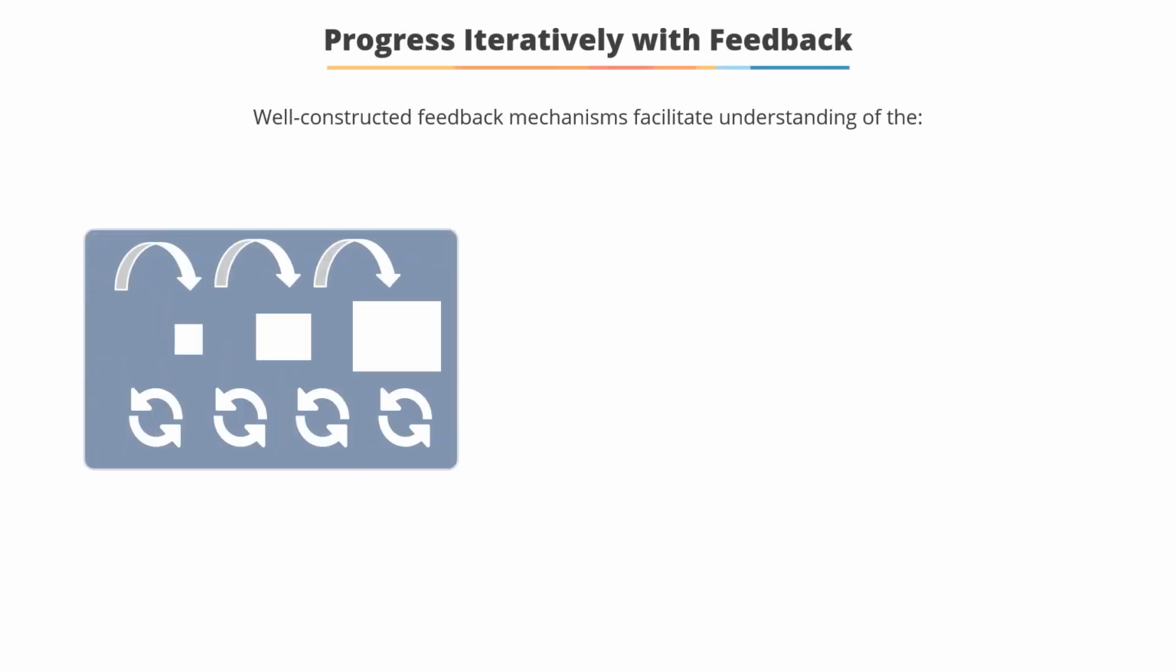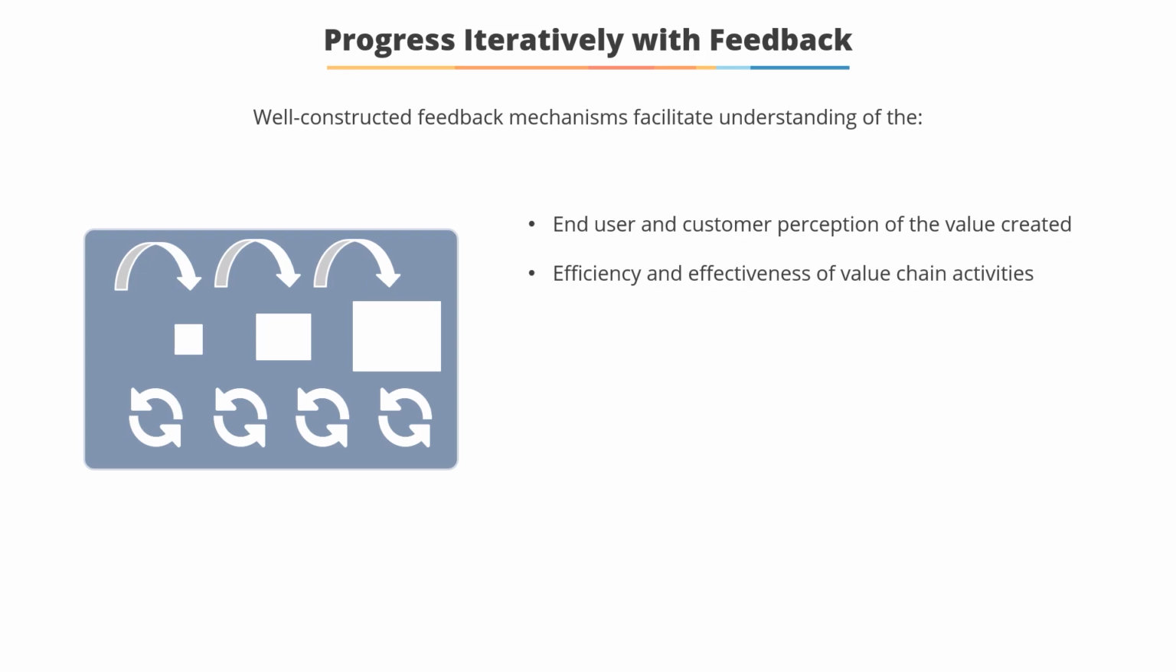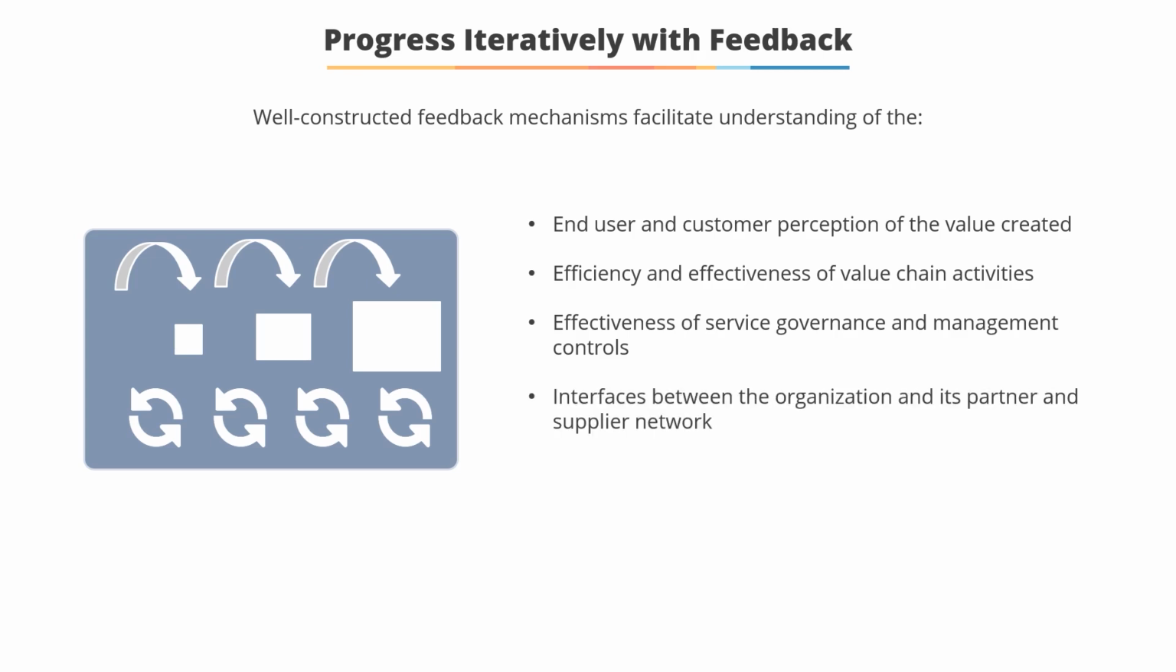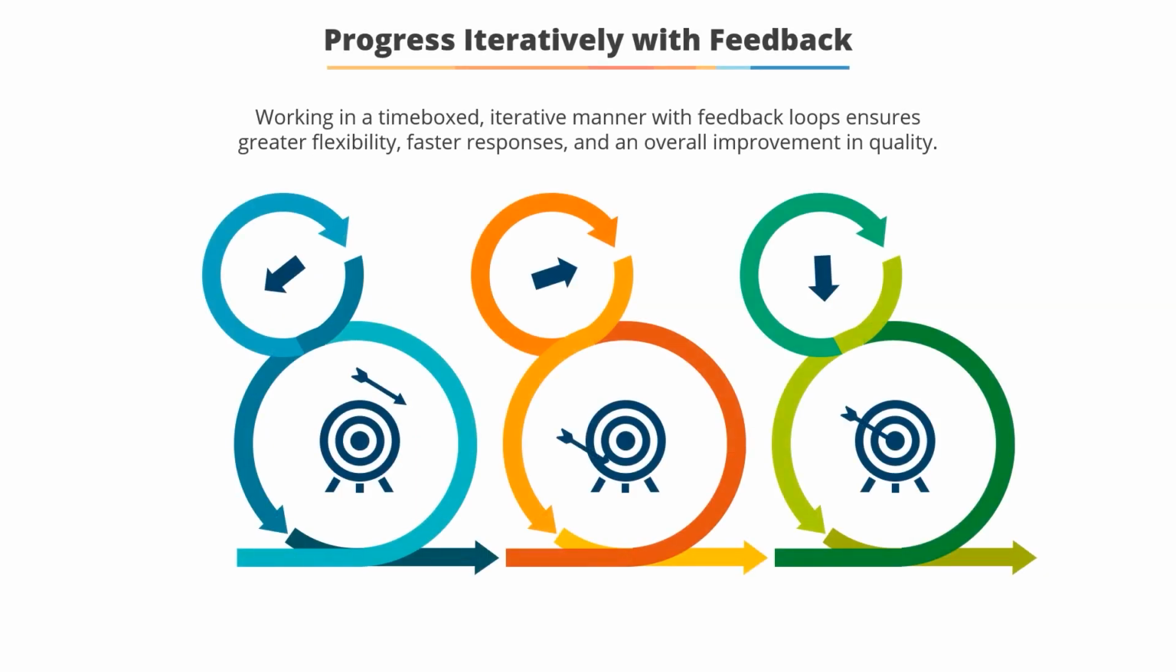Well-constructed feedback mechanisms facilitate the understanding of end user and customer perception of the value created, the efficiency and effectiveness of value chain activities, the effectiveness of service governance as well as management controls, the interfaces between the organization and its partner and supplier network, and the demand for products and services. Once received, feedback can be analyzed to identify improvement opportunities, risks, and issues. Working in a time-boxed iterative manner with feedback loops embedded into the process allows for greater flexibility, faster responses to customers and business needs, the ability to discover and respond to failure earlier, and an overall improvement in quality.